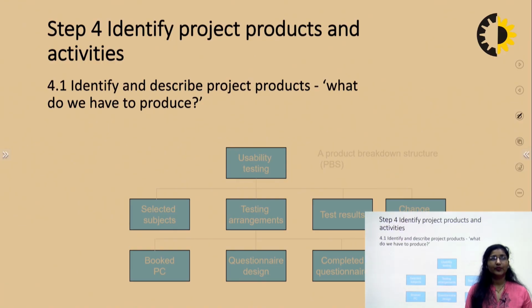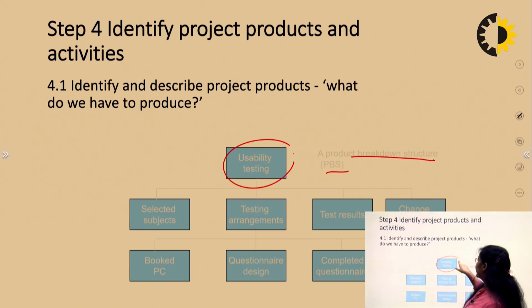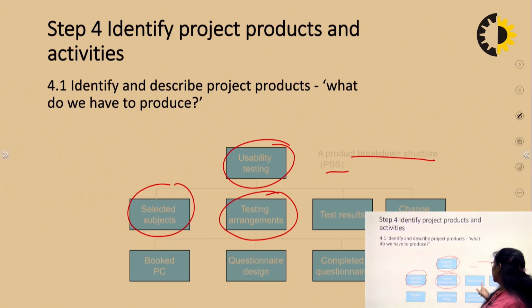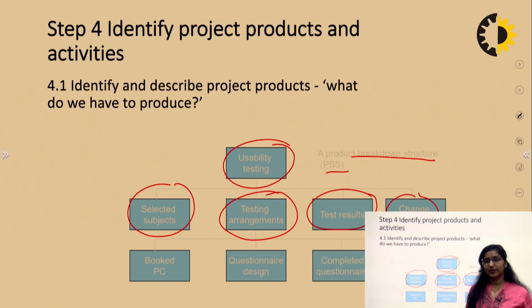Next is step 4, identify project products and the activities. To identify and describe the project product, what do we have to produce? Like this is the product breakdown structure. We are having usability testing. It is divided into various phases: selecting the subjects, testing the arrangements, test the results, change the request. Testing arrangements are further subdivided into booked PC, questionnaire design, complete questionnaire and the analysis report. So this is a particular product breakdown structure.